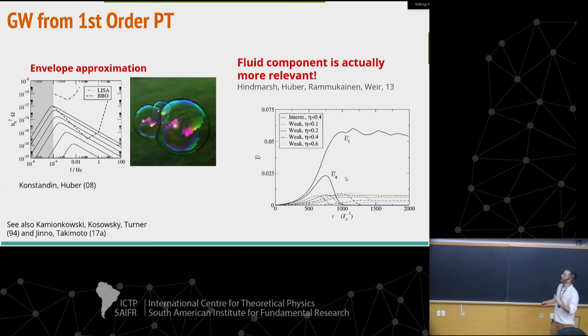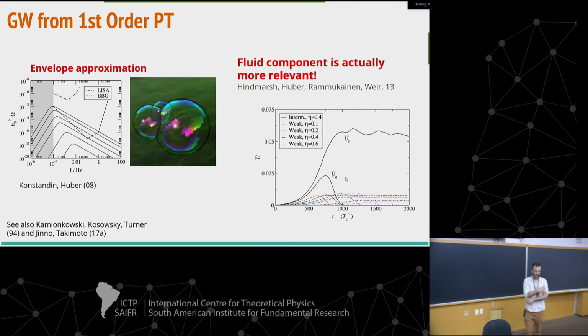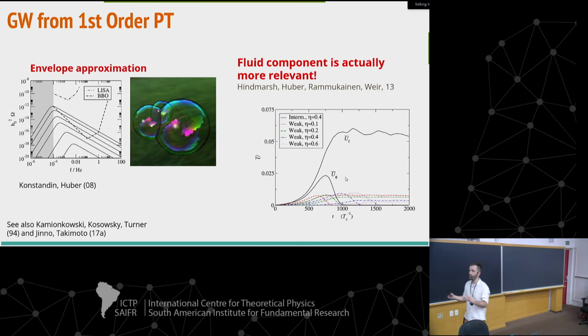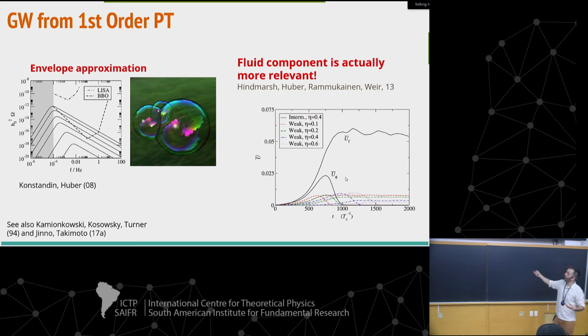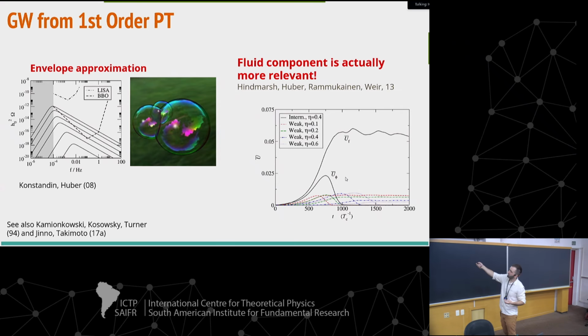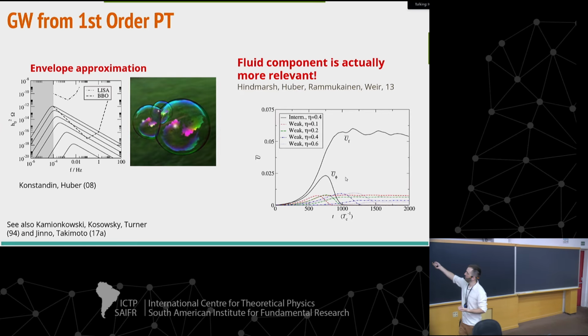For many, many years, people have focused on gravitational waves from the scalar field itself. If you have a scalar field, at some point those bubbles of scalar field can collide and generate gravitational waves. People have computed the gravitational spectrum in this case. Just to show some results of what we call the envelope approximation for this kind of calculation.